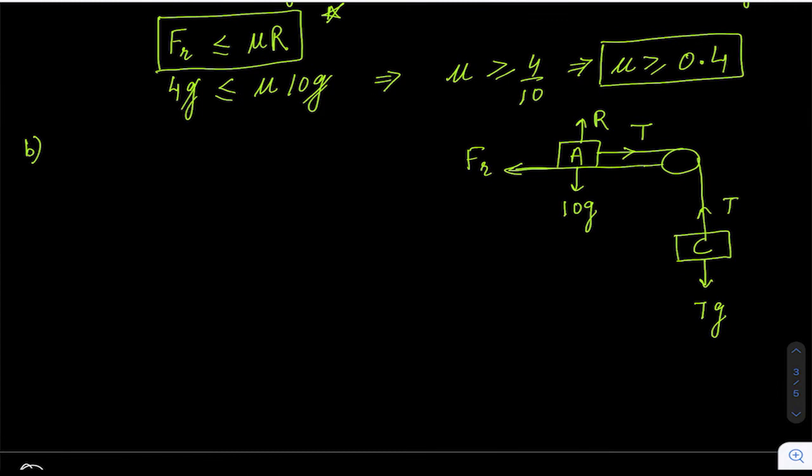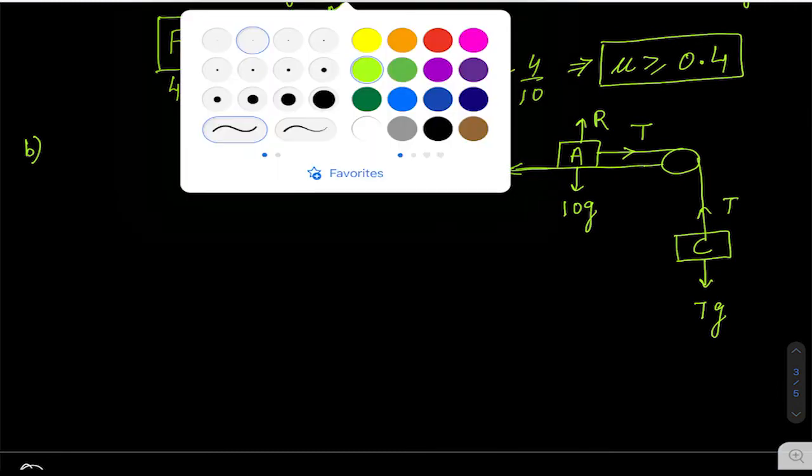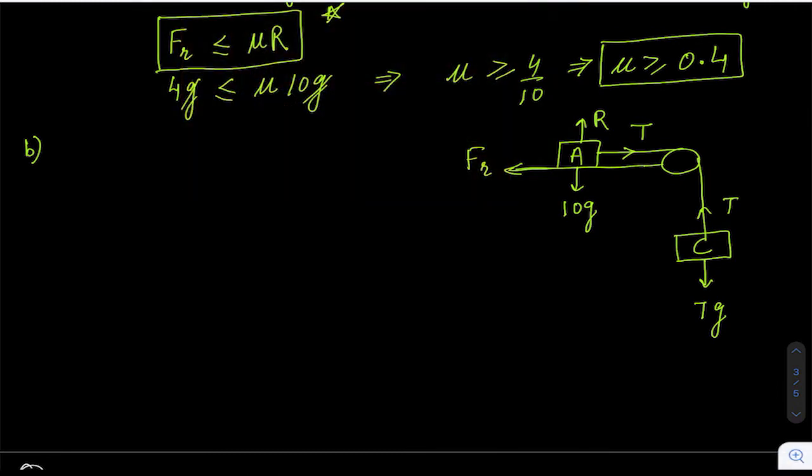Now obviously if the system accelerates, this particle C will go downwards, right? It can't go upwards because there is no upward force, correct? So obviously, let's say this is my acceleration a, and A will accelerate in the right direction towards the pulley if the system accelerates, because there is no external force, right? So only mg is there. Okay, so let's find out this acceleration. We have to find the value of mu in this.